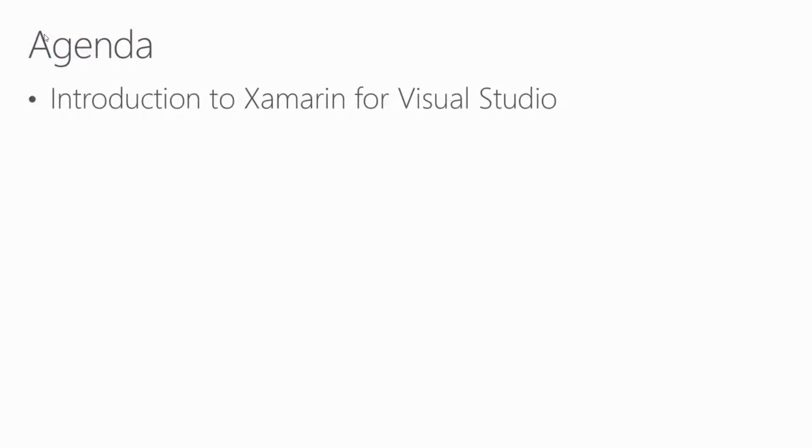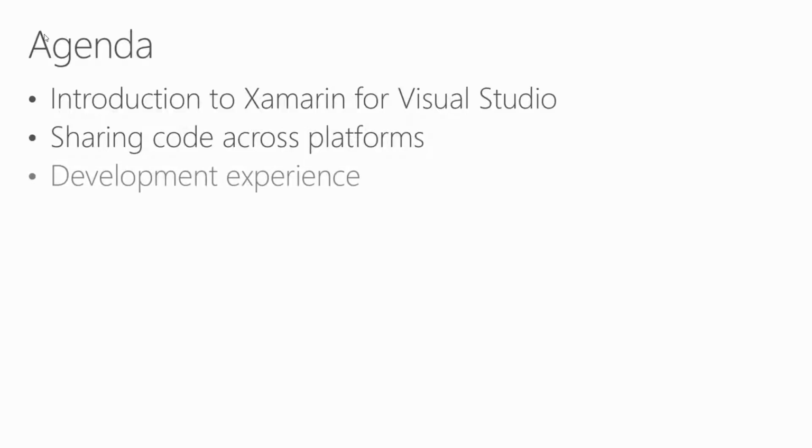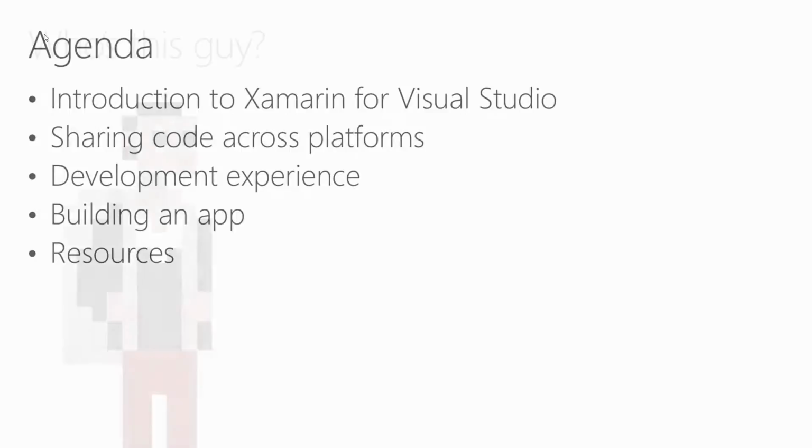Now today, what we're going to do is take a look at everything that Xamarin for Visual Studio has to offer. We're going to take a look at how to get it installed, what you need to know, and actually how to start deploying and building applications. I'm going to show you exactly the different steps of sharing code across the different platforms. We're going to take a look at the developer experience and build an application out. And then of course, I'm going to show you all the resources on where to get started.